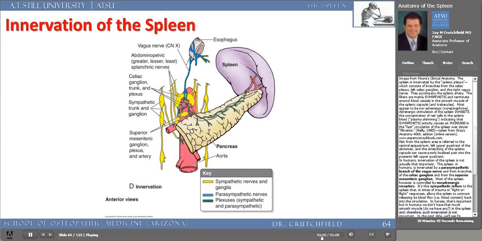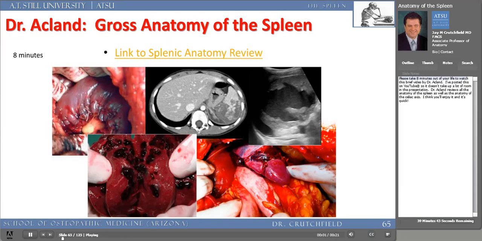In the next slide, we'll see Dr. Acklin review all of this anatomy in a fresh cadaver. Take 8 minutes out of your life to watch this brief video by Dr. Acklin. I've posted this on YouTube so it doesn't take up a lot of room in the presentation. Dr. Acklin reviews all of the anatomy of the spleen as well as the anatomy of the celiac axis. I think you'll enjoy it, and it's pretty quick.